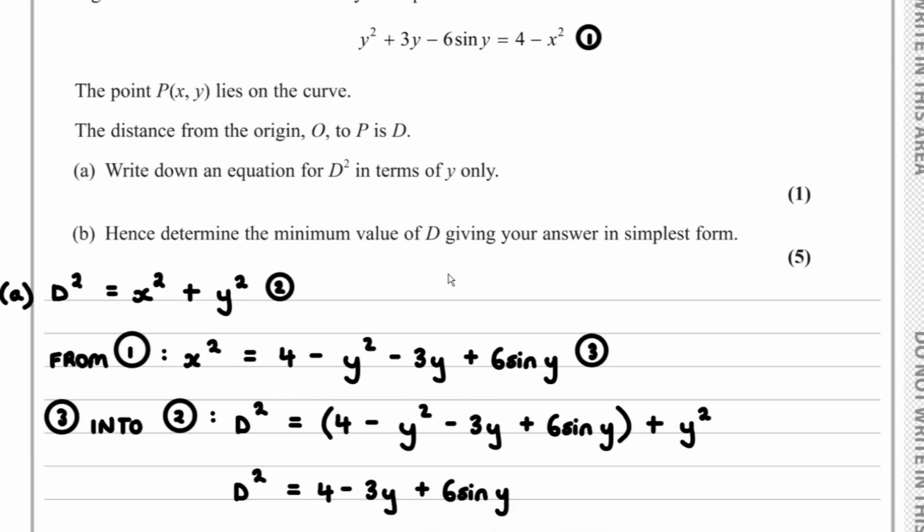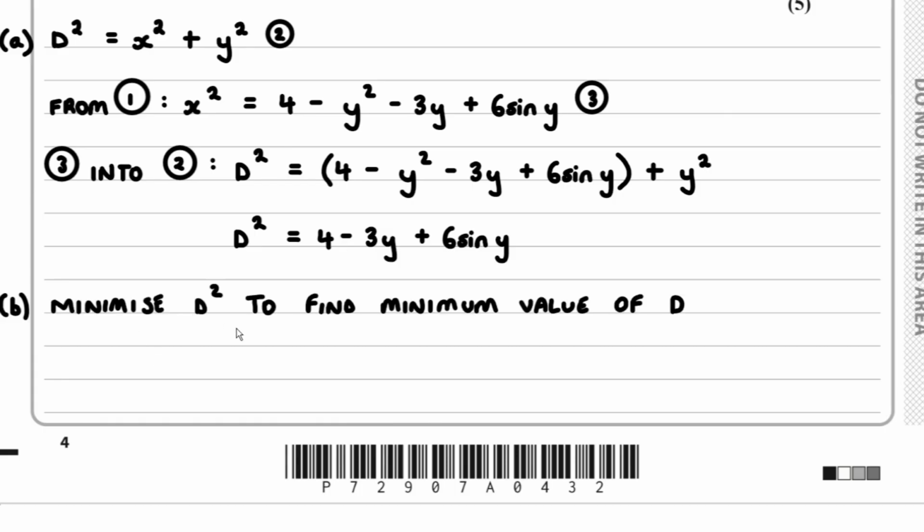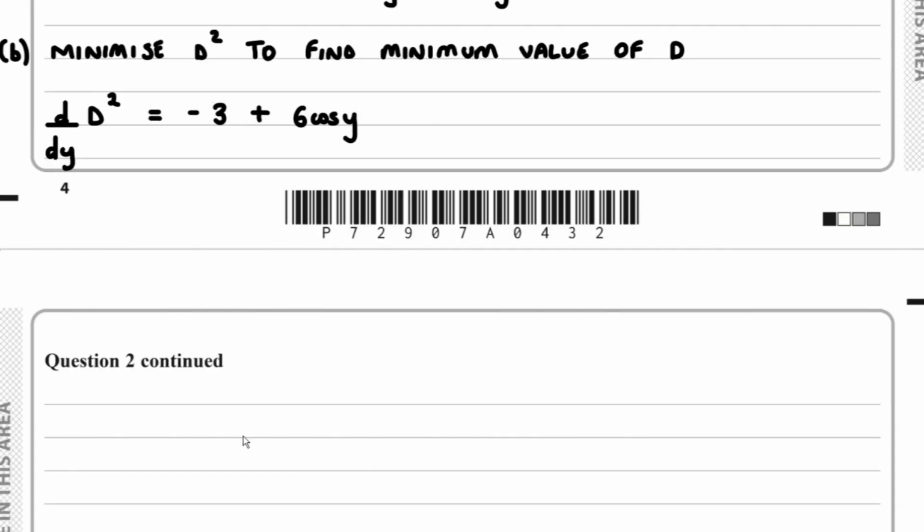Part B, hence determine the minimum value of d, giving your answer in simplest form. For part B, we need to minimize d squared to find the minimum value of d, which means we need to differentiate d squared with respect to y. And so, differentiating with respect to y, we end up with −3 + 6 cos y. And so, setting d squared over dy equal to 0, we have −3 + 6 cos y equals 0.